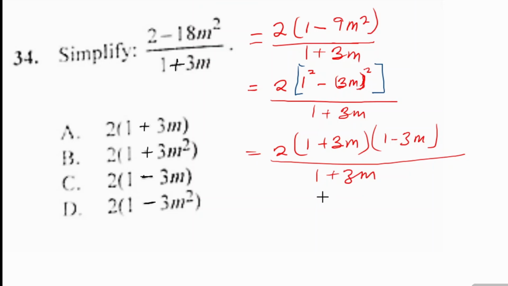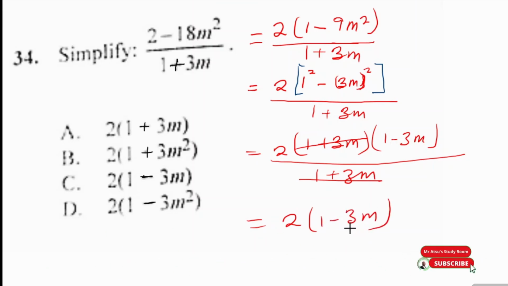Here we check whether there are common factors, and yes, this one will cancel out this one, so we are left with 2 multiplying (1 minus 3m), and that is option C.